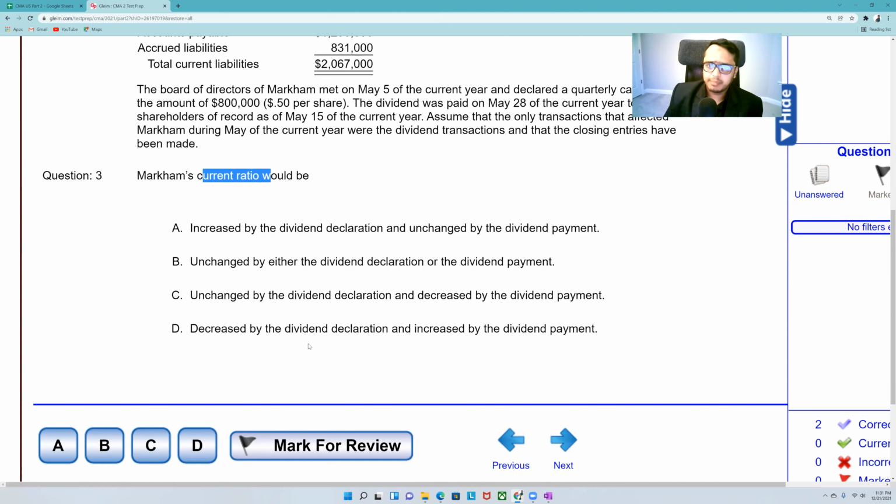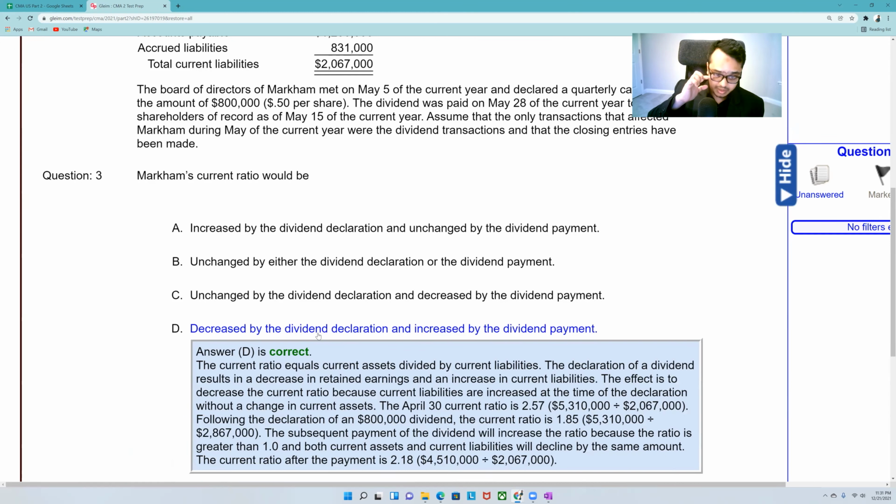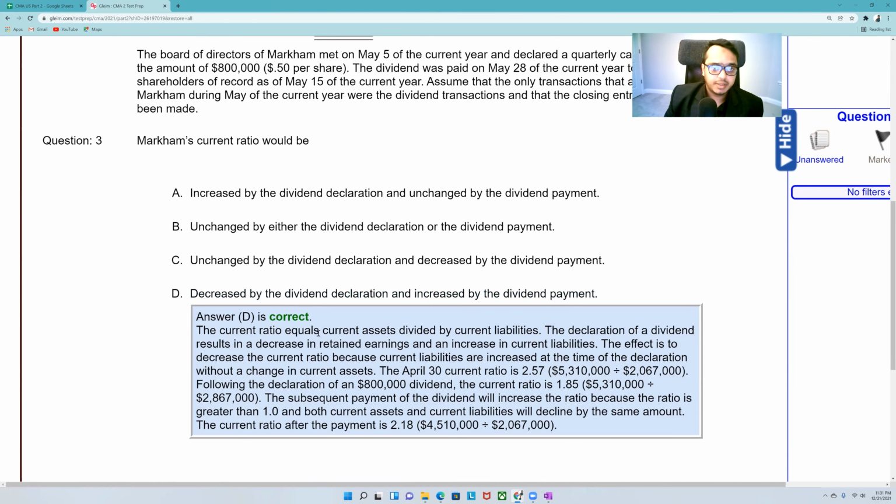But still, I'm here to explain that to you. I hope that you guys are understanding why there's a decrease on the dividend declaration. Because at the time of declaration, you are raising it as a liability. And when you're making the payment, your liability gets decreased. So, yep, that is the answer. If you want to read the explanation, you can pause it and read it. I'm moving forward.